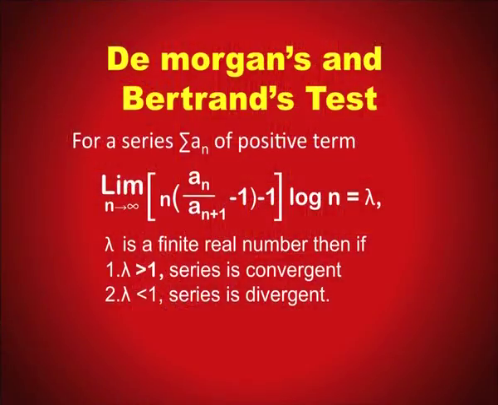Now, the next test for the convergence of the series is De Morgan's and Bertrand's test. For a series sigma a_n of positive terms, if the limit as n tends to infinity of (n multiplied by (a_n upon a_(n+1) minus 1) minus 1) multiplied by log n is equal to lambda, a finite real number, then if lambda is greater than 1, the series is convergent, and if lambda is less than 1, the series is divergent.